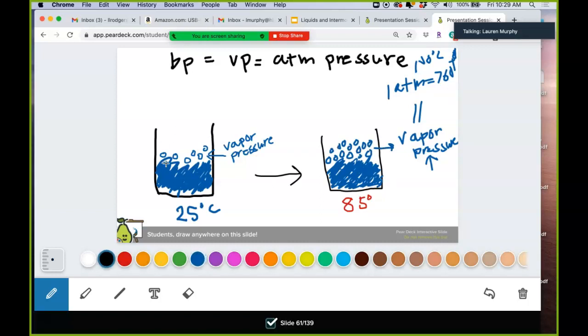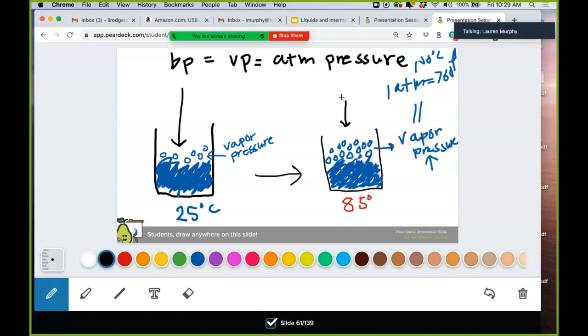So you want to think of these like liquid molecules trying to jump out into the gas phase. Well, what's holding them down? Well, the atmosphere is pushing down on them. That's what keeps them in the liquid phase. So the more the molecules can push against the atmosphere, the more that can escape into the gas phase.